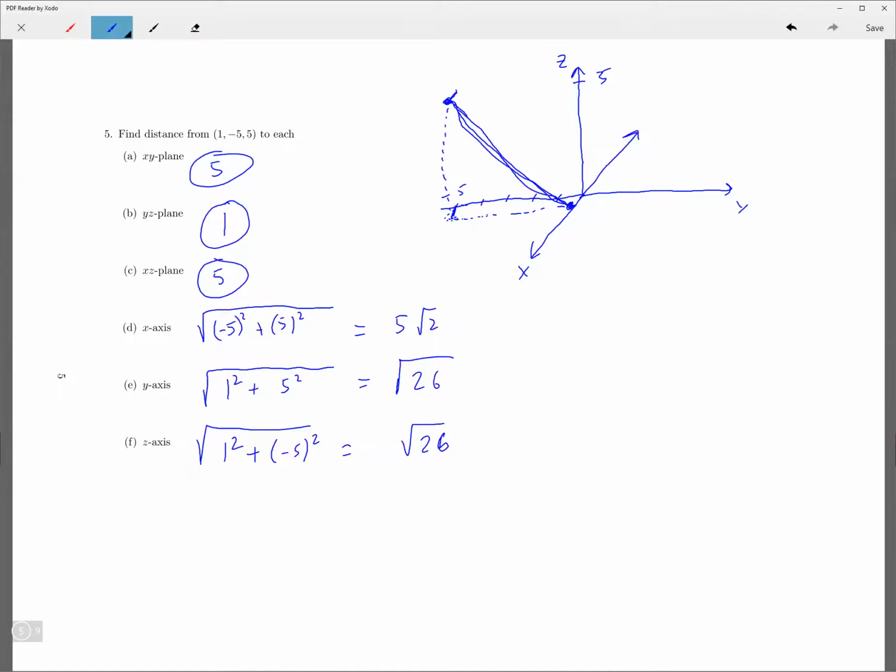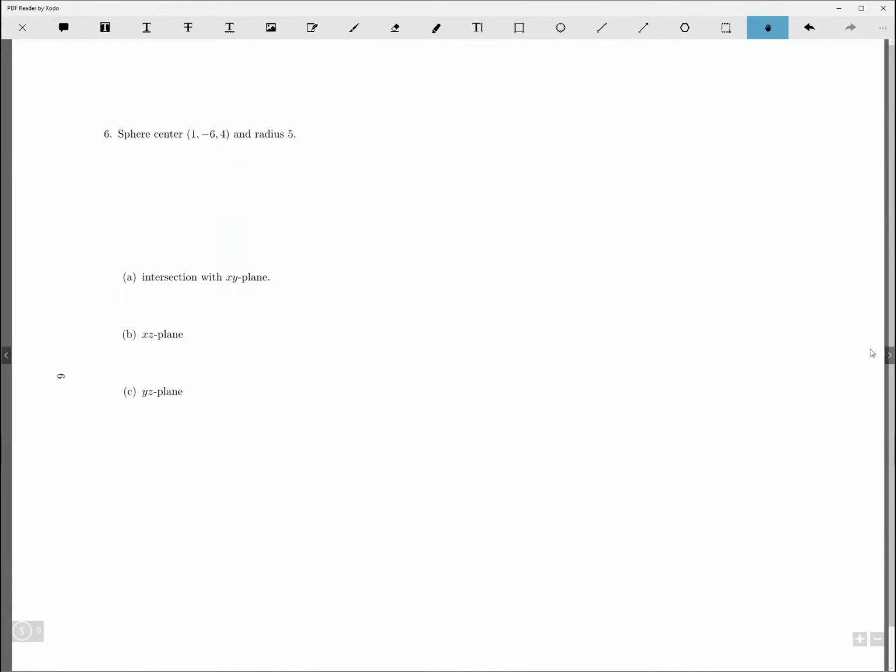Dang, I should have made the exercises for section 12.2. We could have finished that too, I think. Oh well. What time does class end? At 10:50. Dang.